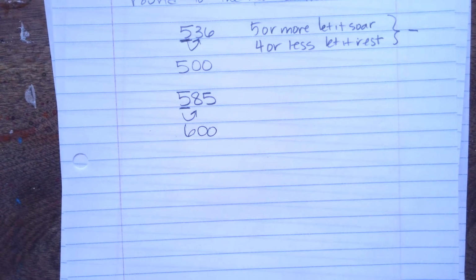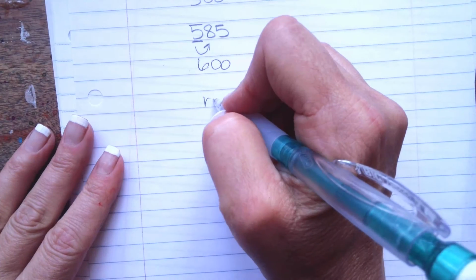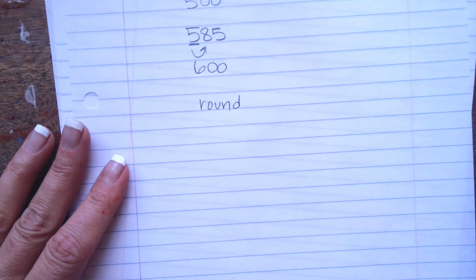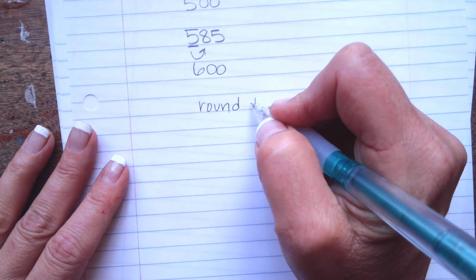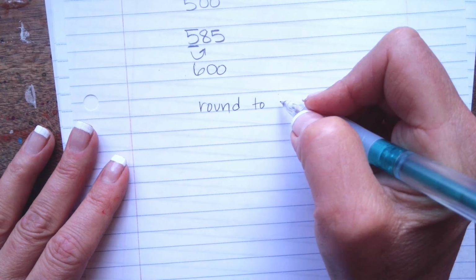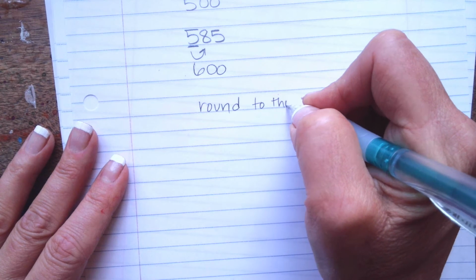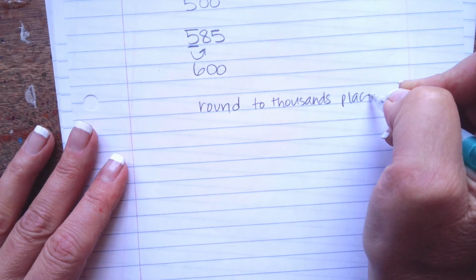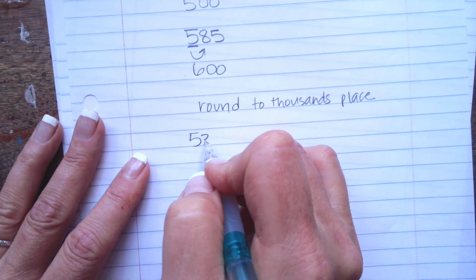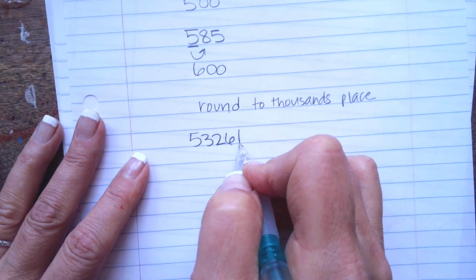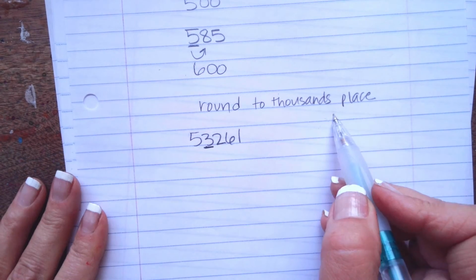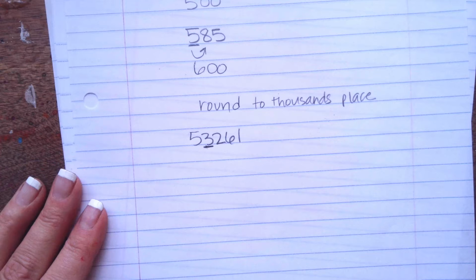And that's what you do no matter what. They could say round to the millions place, round to the thousands place, round to whatever. So we're going to try round to the thousands place. And it might look like this, or it might look like this. So either they're going to say round to the thousands place or they're going to underline the thousands place.